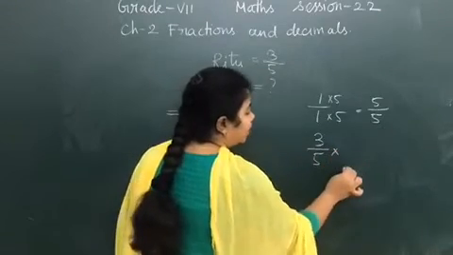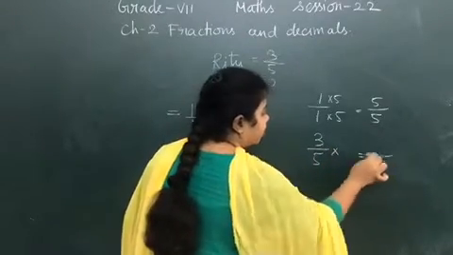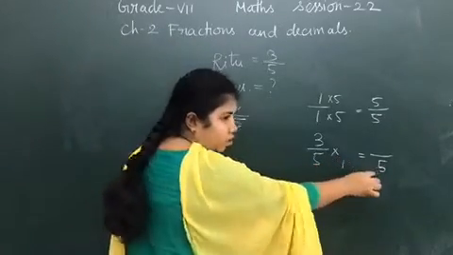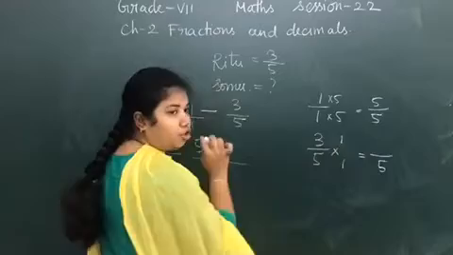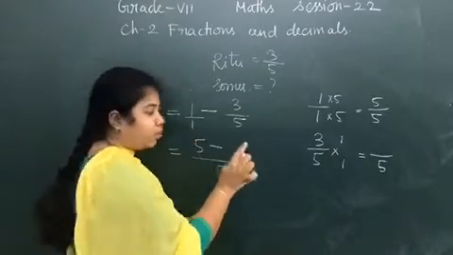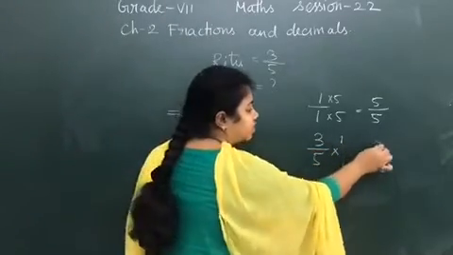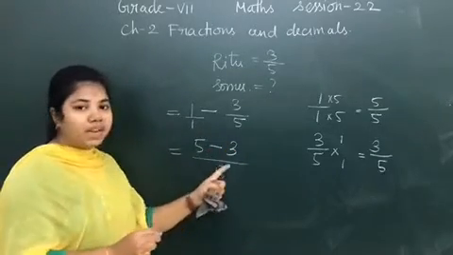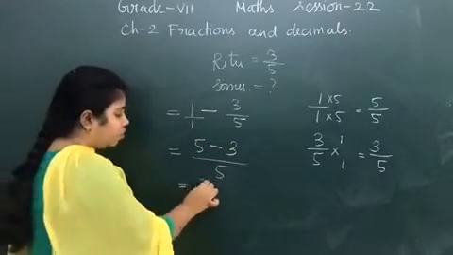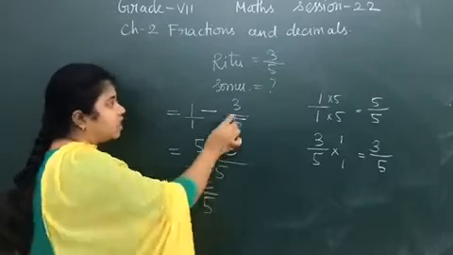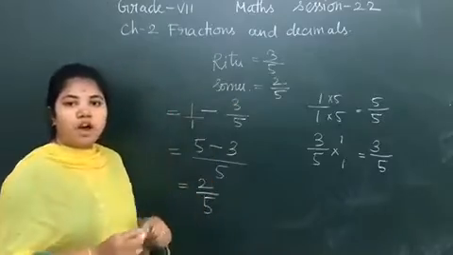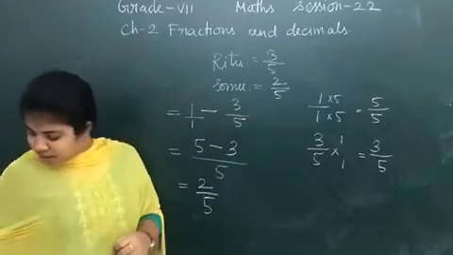Now take the second part. 3/5, 5 into dash is equal to 5. Very good. 5 into 1 is equal to 5. Therefore, in the numerator also I have to multiply by 1. So 3 into 1 is 3. So my second numerator is 3. So what is 5 minus 3? 2. Very good. So 2/5 is the part of the apple eaten by Somu. Are you clear with it?